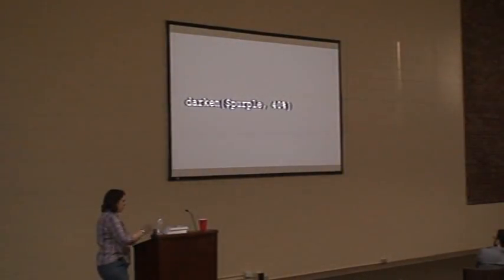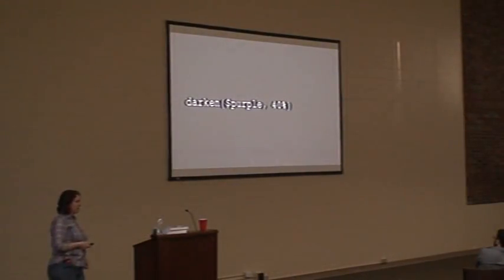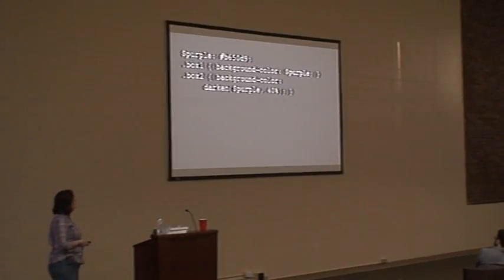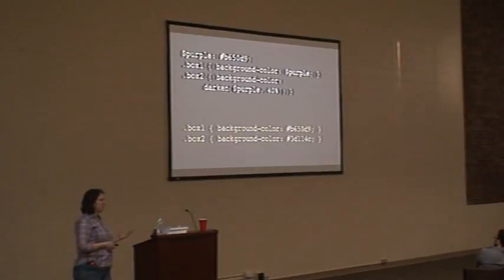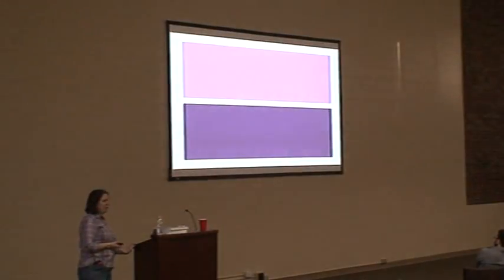There's also darken, which does the opposite. It adds black to the color instead of white. In the same format, darken, and then your color or your variable, and then how much you want to darken it. So here to darken something by 40%, I have my first box is purple, my second box is darkened by 40%. It pre-processes to this code, and then that's what I get.